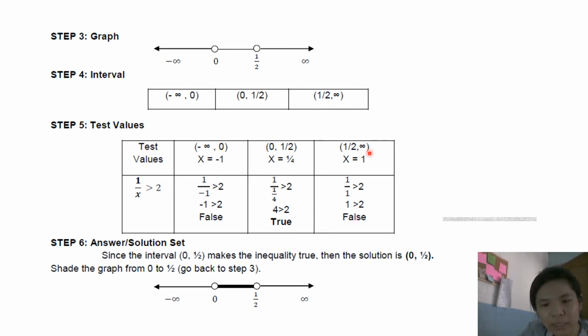And lastly, 1/2 to positive infinity. So, 1/2 is excluded, it is not included. So, 1/2 and up, those are the numbers we can substitute for the value of x in our original equation. So, let's try 1 because 1 is greater than 1/2, right? So, that is 1 over 1 greater than 2. And 1 is not greater than 2, right? Therefore, it is false.